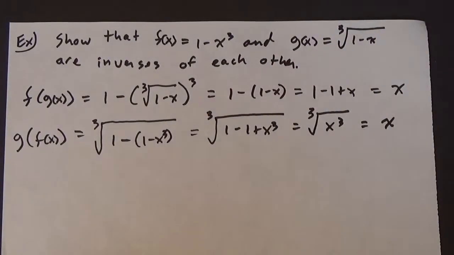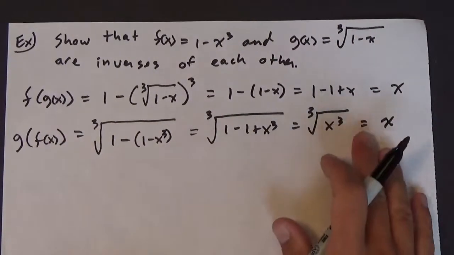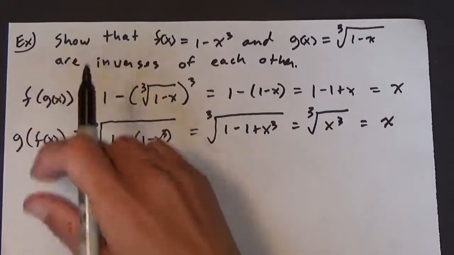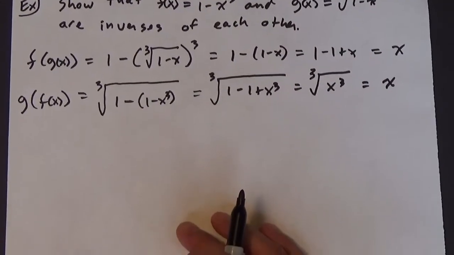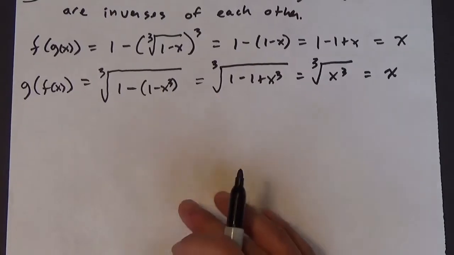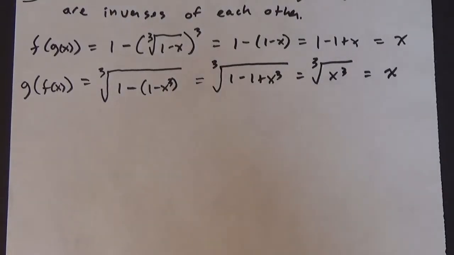So it's not too hard of a problem. Probably the hardest part is just remembering that you have to do these two composite functions to show that they are inverses of each other. Right, now the next thing we're going to look at is this concept of, do all functions have an inverse? And that question, you kind of have to be careful about what's being asked.